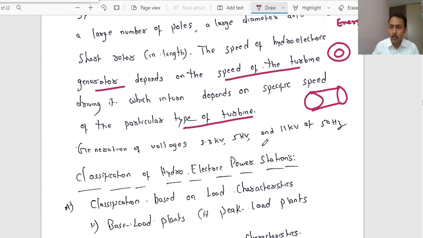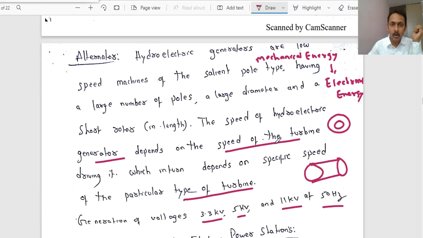The power output we get from the generator will be at voltage levels of 3.3 kV, 5 kV or 11 kV, and it will be at 50 Hz frequency. Later on, this power generated at low voltage levels will be stepped up to higher voltage levels for transmission purposes. With the help of a transformer, the voltage levels will be stepped up and transferred to different locations. So this is about the alternator.